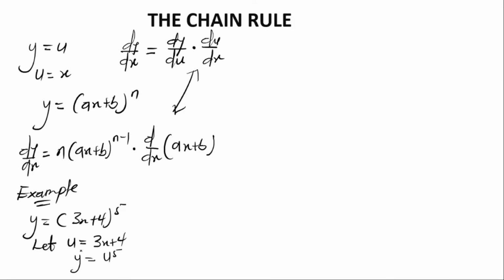So we can see now that u is a function of x, and y is a function of u, as in the example we've given. Hence we can use the chain rule to solve this example. The chain rule says that dy/dx is equal to the product of dy/du multiplied by du/dx, which means we need to find dy/du. For us to find dy/du, we need to differentiate this function.